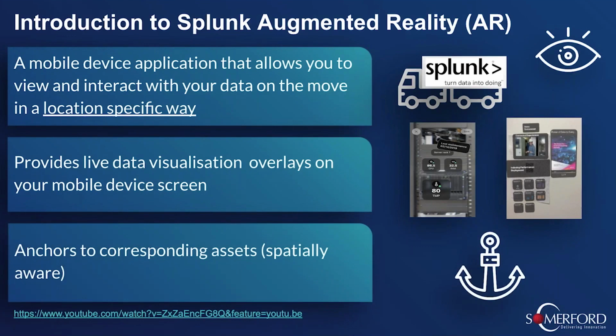It also anchors to a corresponding asset. So Splunk AR is spatially aware, and that is also quite critical. It means that if you want to have a specific piece of data located geospatially around you in a particular place, for example, you need it next to some piece of hardware, a meter or something like that, when you come to look at it next time, it's still where you left it. And I will be showing you that later anyway, but that is a very fundamental requirement and a fundamental of Splunk AR.